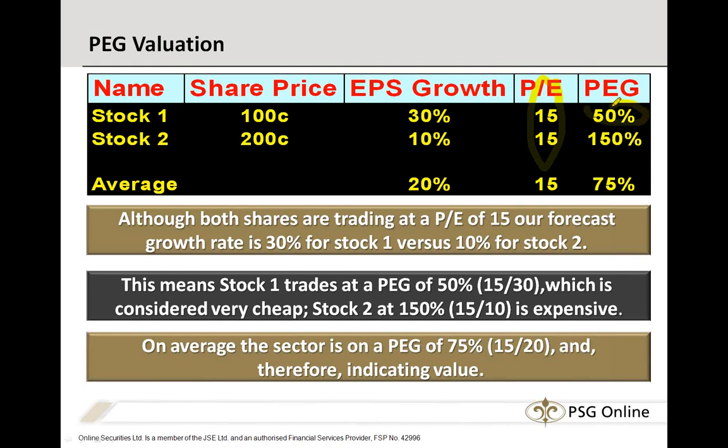That's how we get a PEG ratio of 15%, which is considered cheap. The other share, stock 2, also has a PE of 15, but it's growing its earnings by 10%. Now the PEG ratio in that situation would be 150, which is considered very, very expensive. The sector as such, 75% will still be considered cheap.